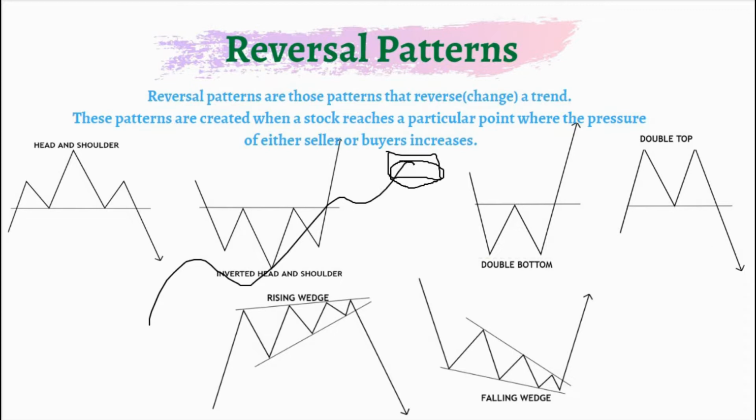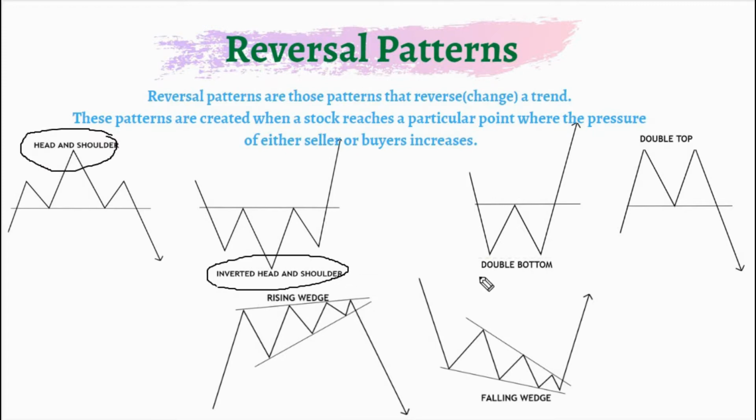Okay, so see some of the structural chart patterns which are called the reversal patterns. Which are those? First one is head and shoulders, then second one is inverse head and shoulders, then double bottom, double top, rising wedge and falling wedge.